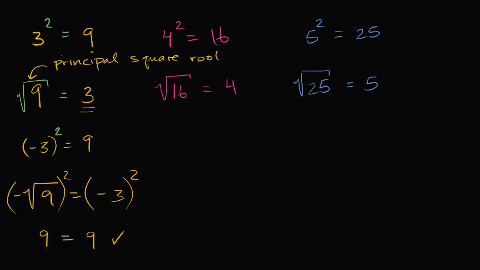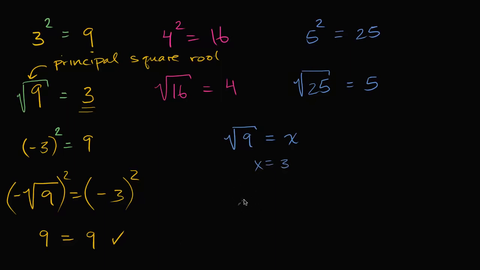Actually, let me write this a little bit more algebraically now. If we were to write the principal root of 9 is equal to x, there's only one possible x here that satisfies it, because the standard convention, what most mathematicians have agreed to view this radical symbol as, is that this is the principal square root. This is the positive square root. So there's only one x that would satisfy this, and that is x is equal to 3.